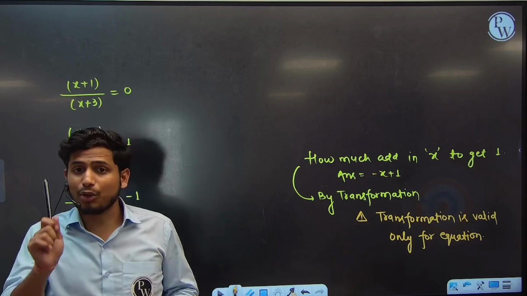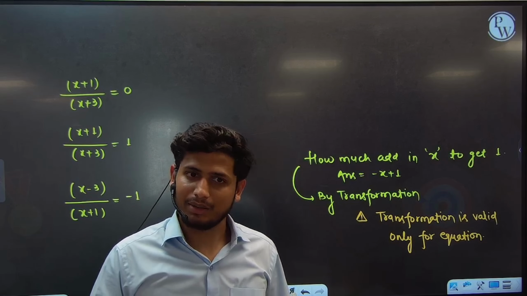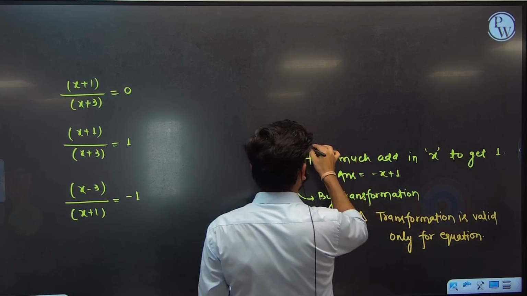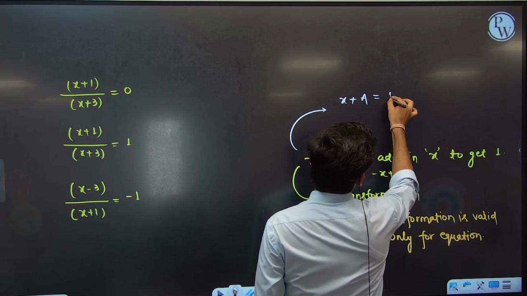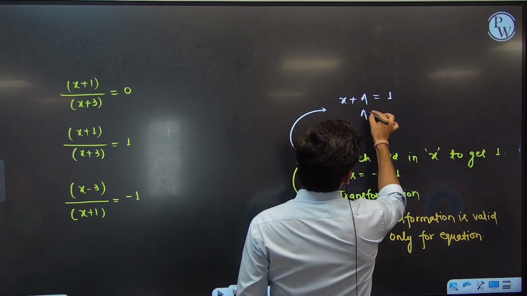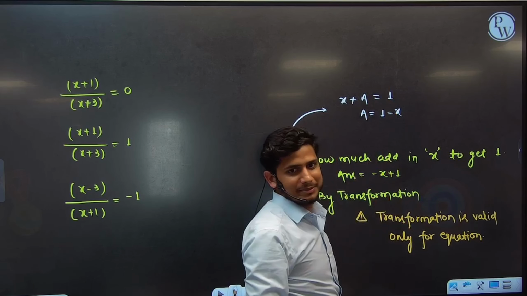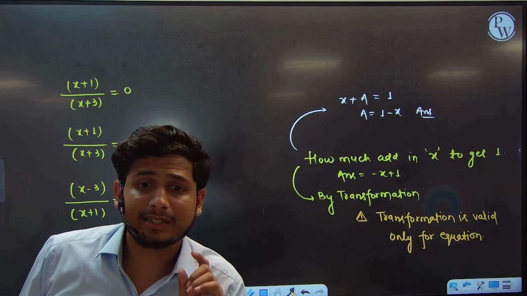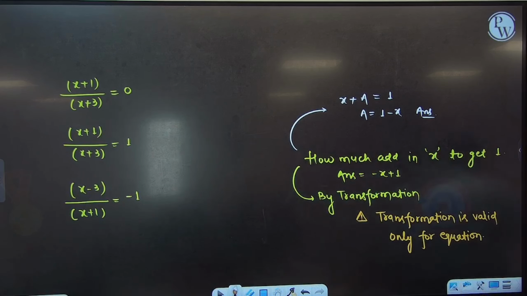That's why we didn't transfer the terms in the inequalities. Okay, now how much to add in x? So what is the correct way of this solution? Suppose we add a to this x and you get 1; this action is called transformation. So this is the answer, 1 minus x. This question was also asked to me in the interview, in the B.Ed examination.